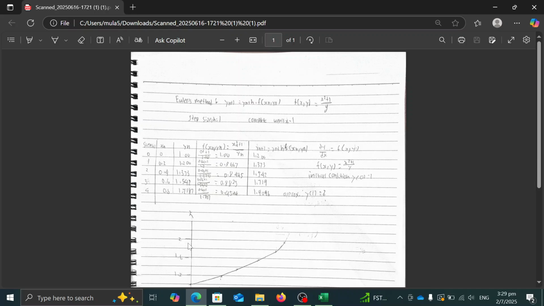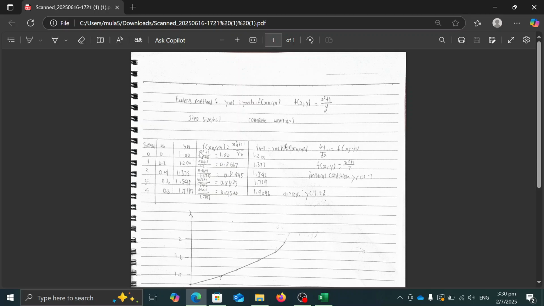And yn plus 1 equals the next estimated y value corresponding to the next x point, and h is the step size. So for the function f(x, y), which equals x squared plus 1 over y, the initial condition that is given is when x equals 0, y equals 1. And for the approximated y, when x equals 1, y equals an unknown value. The step size I have chosen is 0.2, so as x goes from 0 to 1, it is an increment of 0.2.